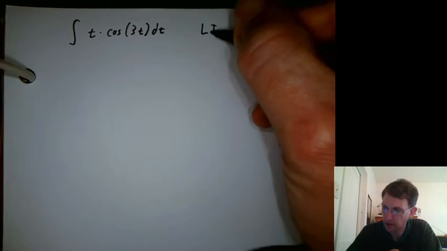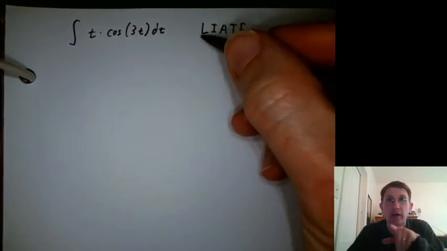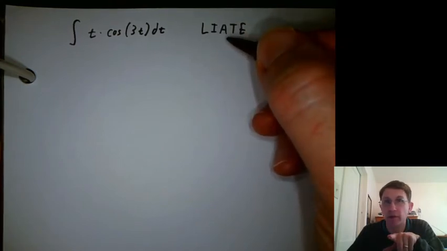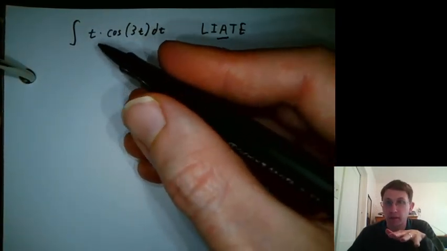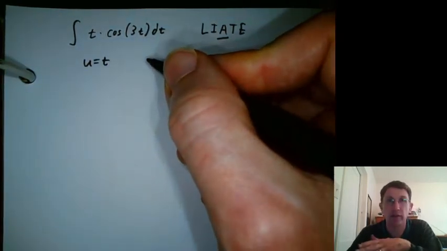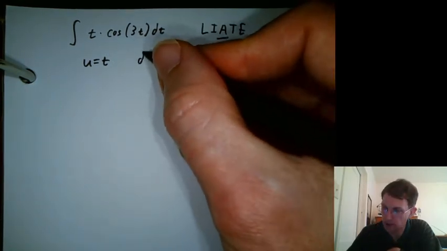Here's what I would think. Think about LIATE. Do I have any logs? No. Do I have any inverse trig? No. Do I have any algebraic stuff like polynomial? Yes, I do. The t here is a very simple polynomial, right? So I'm going to say u equals t, and then what's left over, the cosine 3t dt, would be dv.